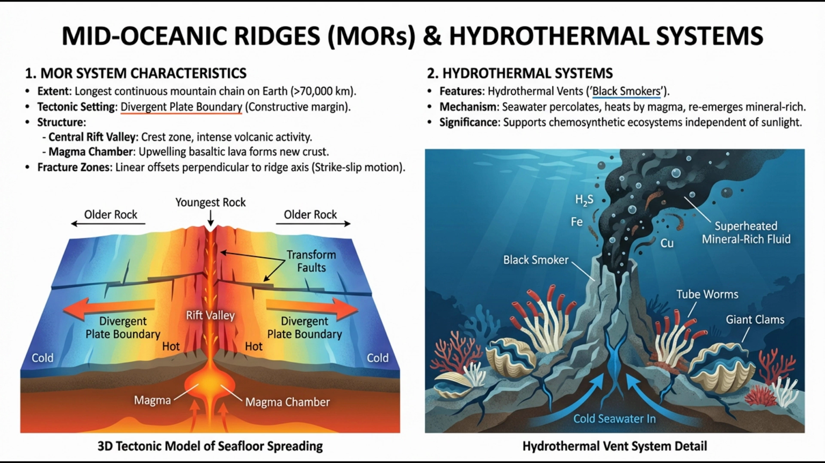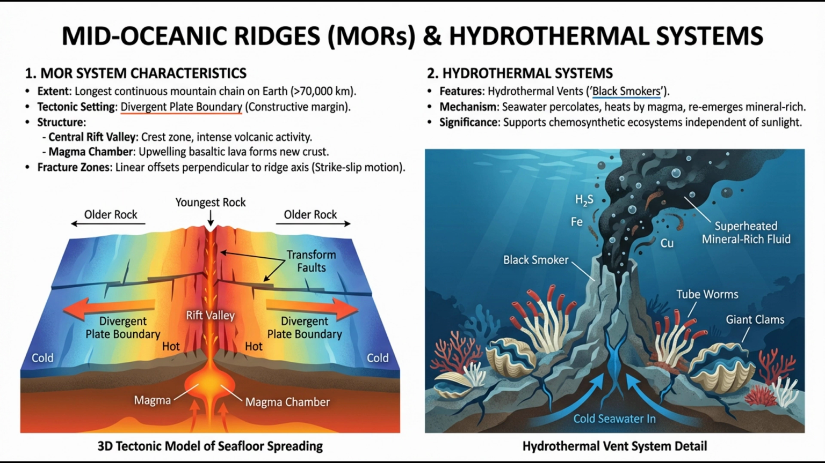This is a divergent plate boundary. Tectonic plates are pulling apart here. As they separate, the pressure on the mantle below decreases, causing the rock to melt, decompression melting. This magma rises up to fill the gap, cooling to form new oceanic crust. That is why we call it a constructive margin. Nai zameen ban rahi hai yahan.